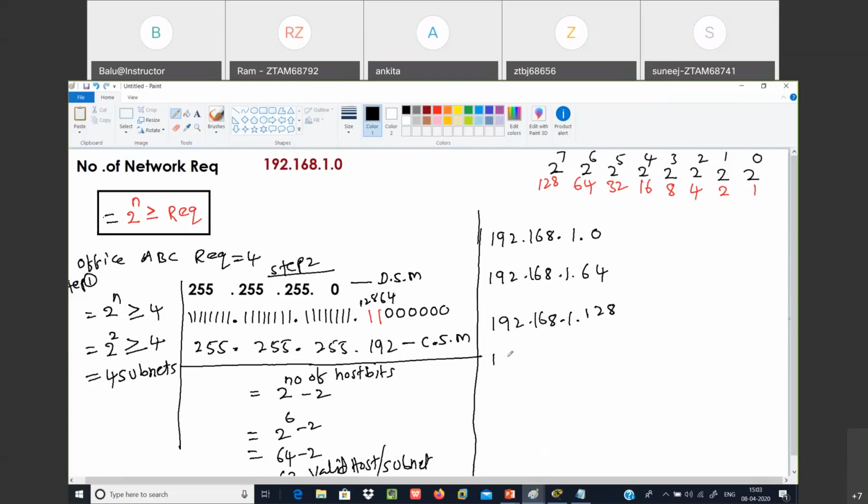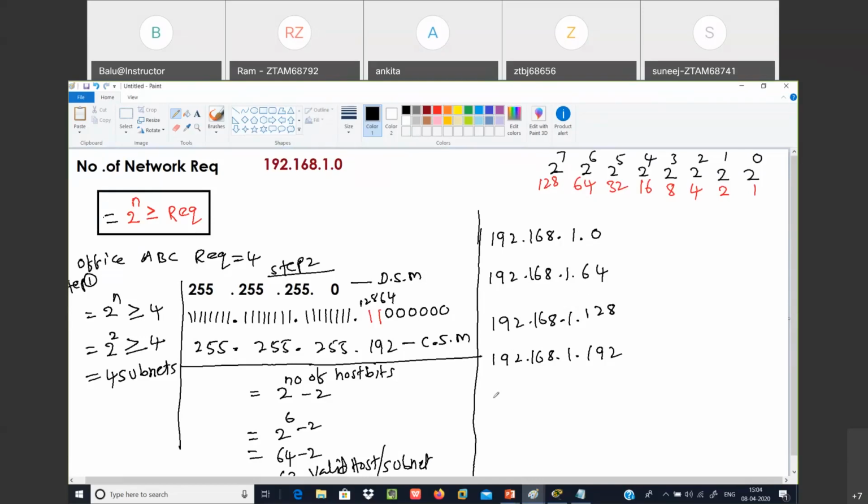128. Again, 192, 168, 1 dot plus 64, 192. How many times do we need to add 64, 64 like this? Not 4 times, not 5 times, not 6 times. You keep on adding until you get the invalid IP address. Until invalid IP address, yes.